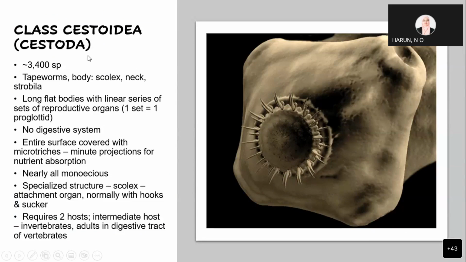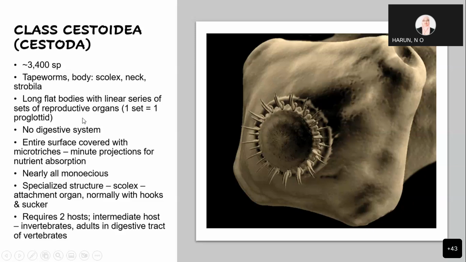Untuk kelas Cestodia ataupun Cestoda, nearly 3,400 species. Contoh tapeworms adalah iaitu body, dia akan attack pada body kita. Mempunyai scolex, neck dan juga strobila. Itulah adalah dia punya organs that are going to be used untuk to make sure they will sustain ataupun retain in that particular host. Long flat bodies with linear series of sets of reproductive organs.